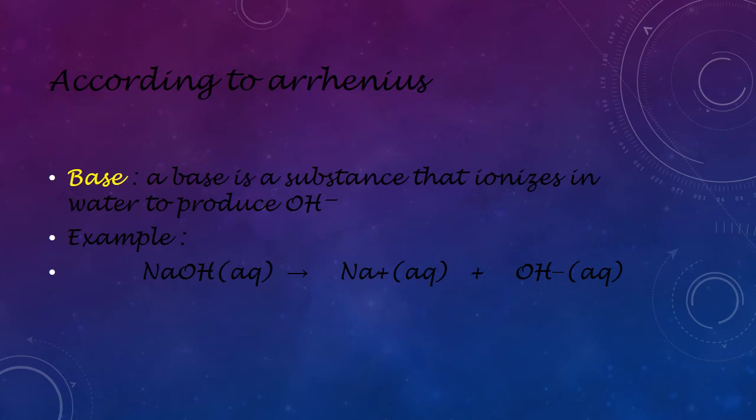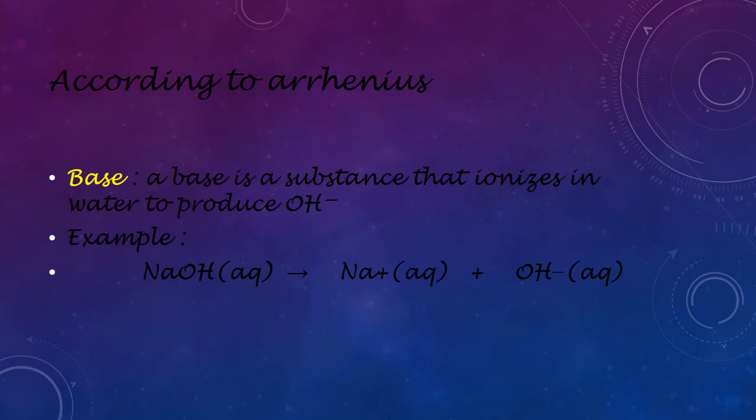Now what is base? According to Arrhenius concept, a base is a substance that ionizes in water to produce OH ion. Look at the example. We are having the example of sodium hydroxide. When it is dissolved in water, it splits into positive sodium ion and a negative OH ion. Now there is a big difference between Arrhenius acid and a base. Acid was producing a hydrogen ion, and a base is producing OH ion. So for Arrhenius concept, an acid must have hydrogen and a base must have OH ion.